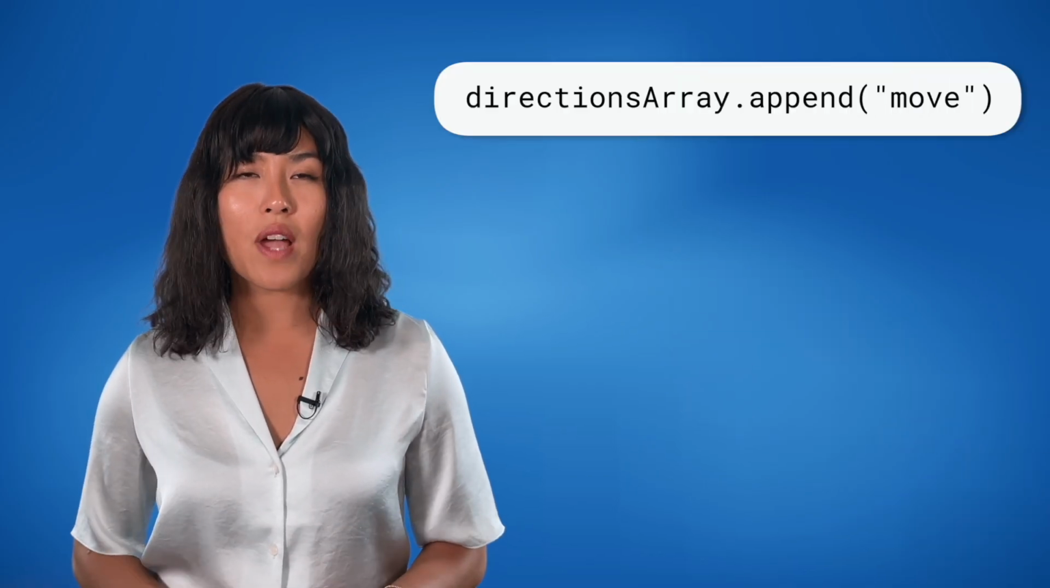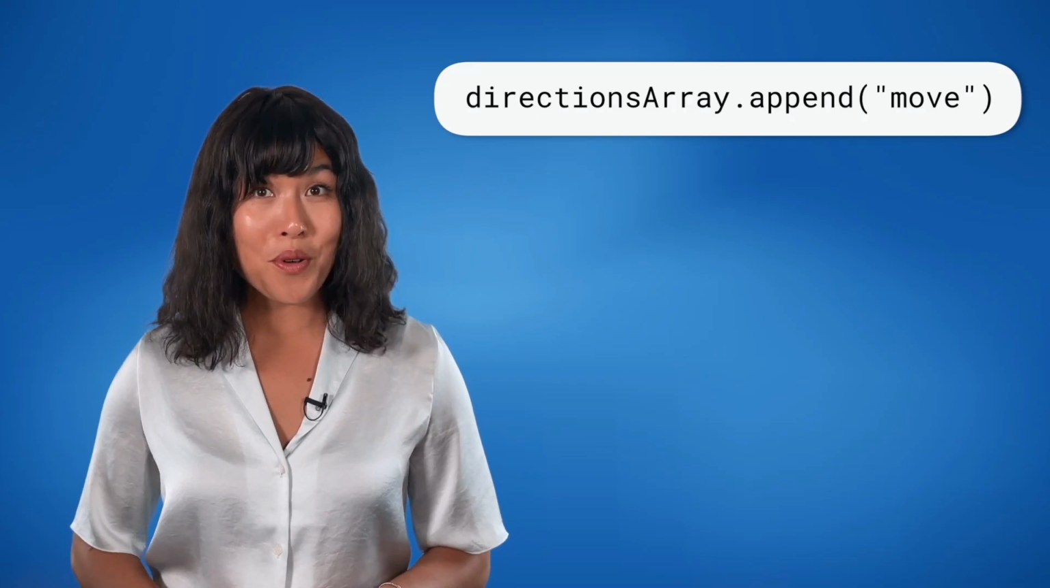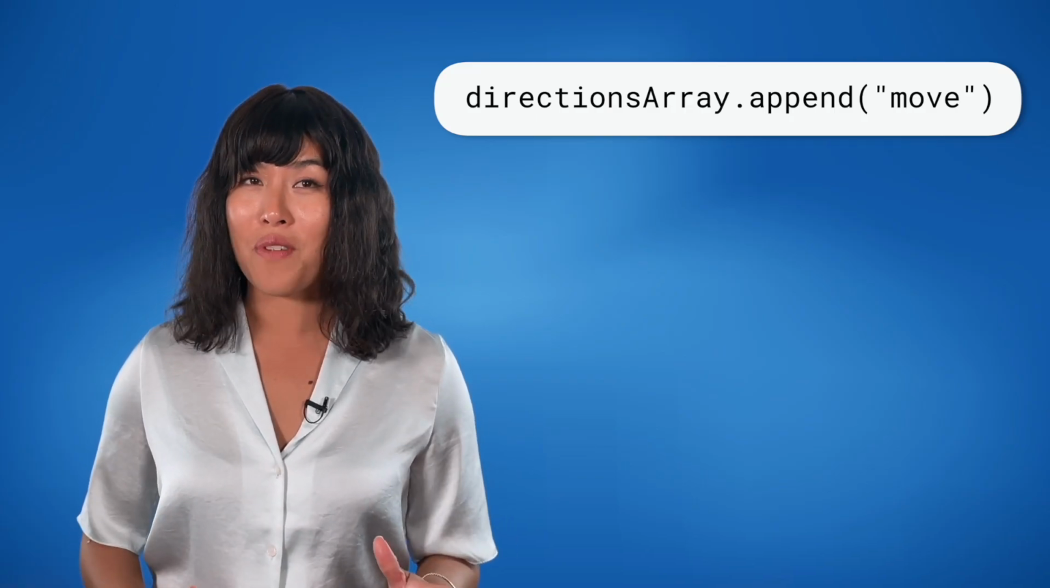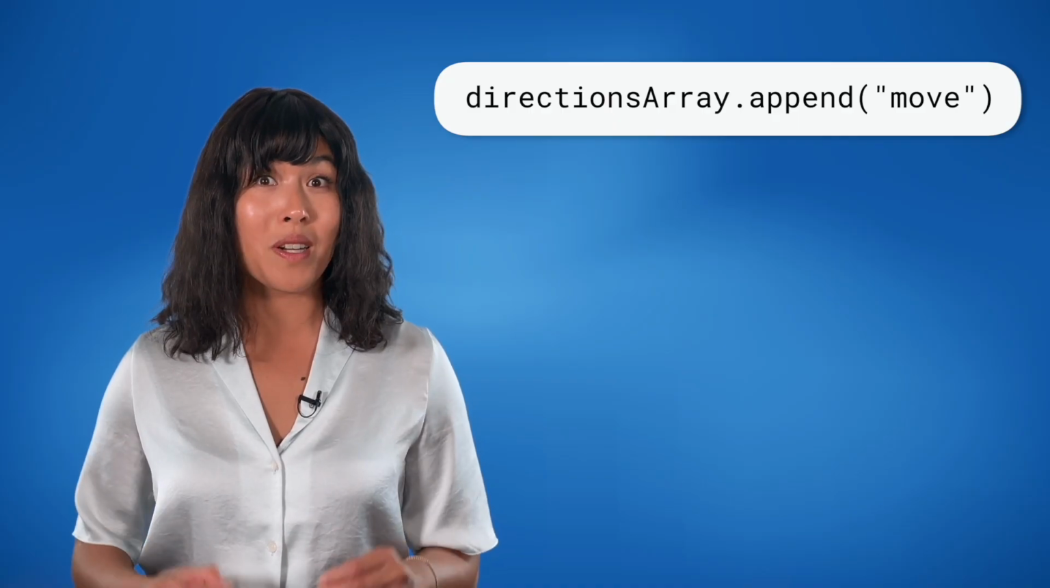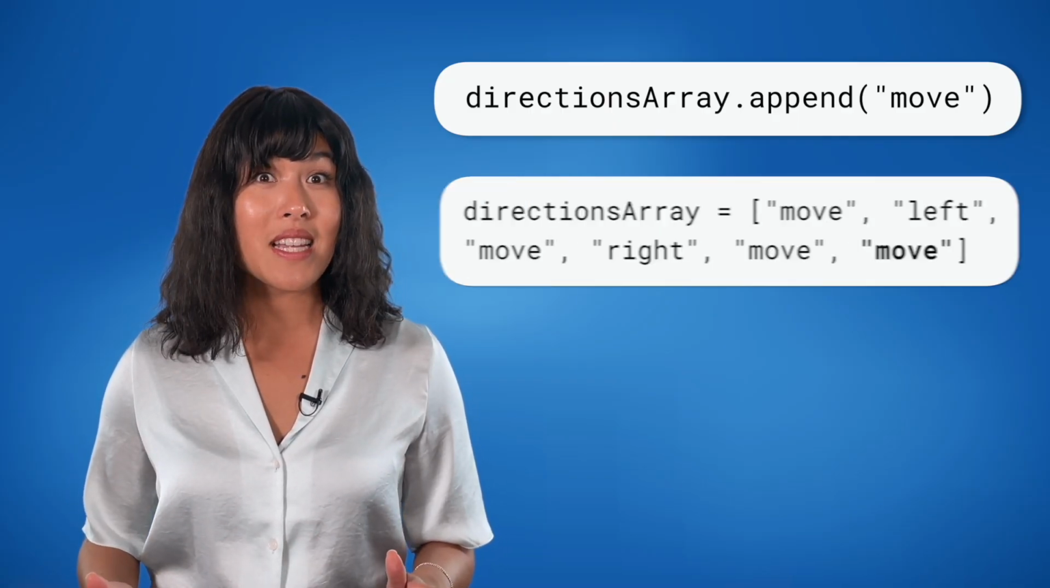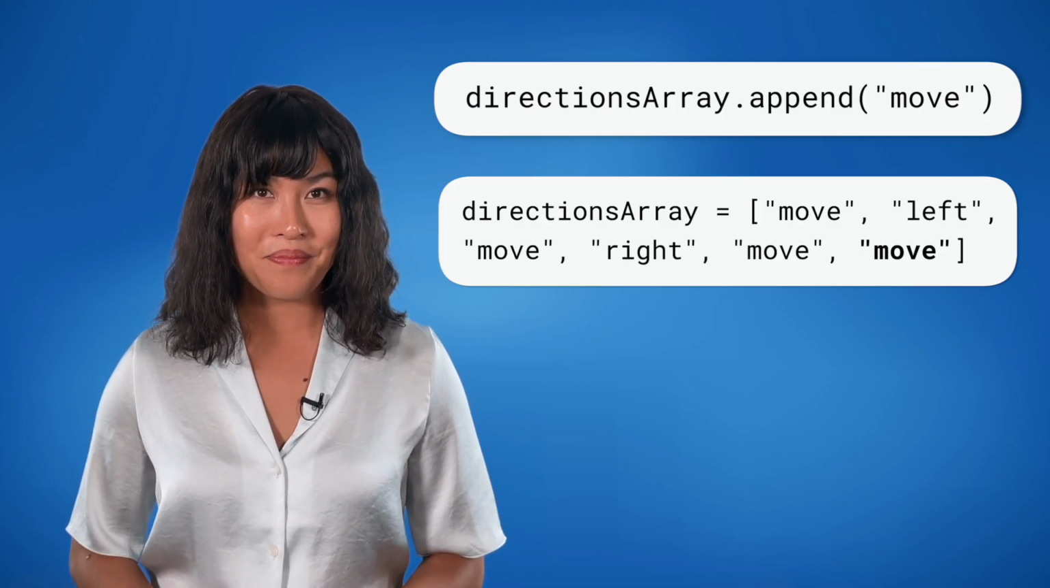Did you get it? If we type directionsArray.append(move), we will successfully add that command to the end of our array and make the rocket move forward again as its very last command. Our array now looks like this.